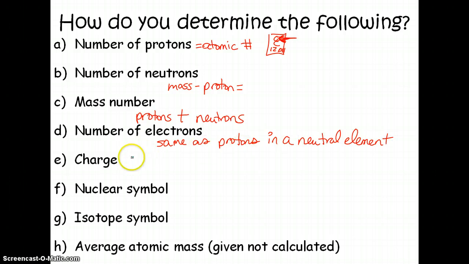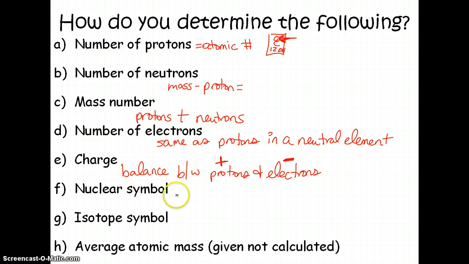All right, the charge is the balance between protons and electrons. I said neutrons, electrons. Sorry, y'all, watching the weather right now. So if you have more protons, you would have a positive charge by however many more protons than electrons you have.